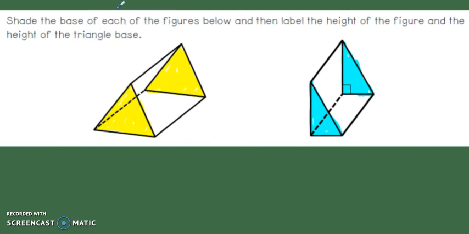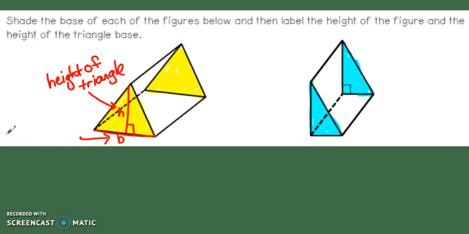Now, let's label all of our parts. Looking at just the triangle, this bottom line right here, this is the base of the triangle. The height and the base need to form a 90-degree angle, so we actually have to draw the height in the triangle. So this right here is the height of the triangle. This down here is the base of the triangle.